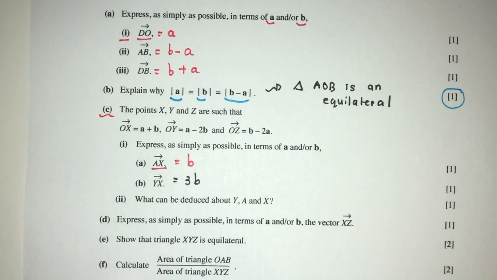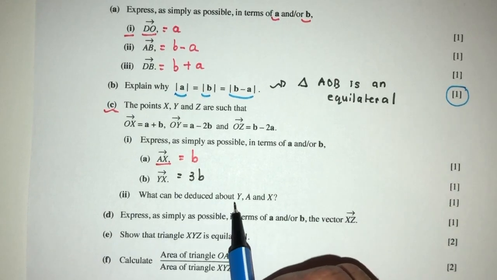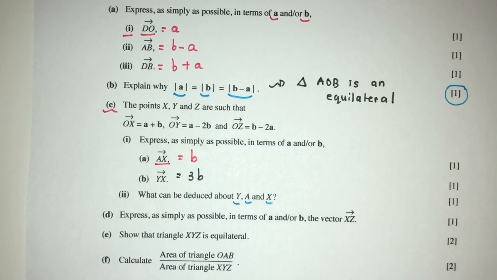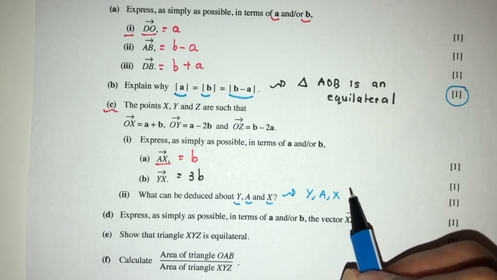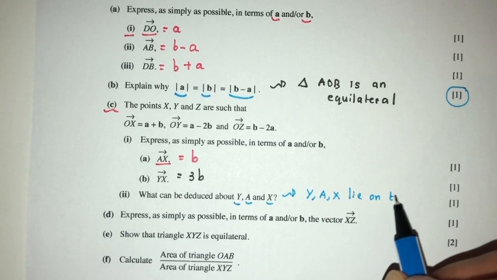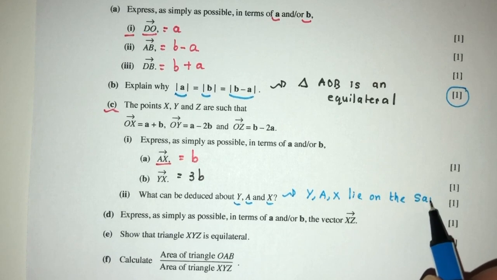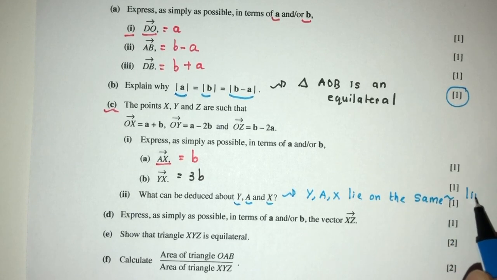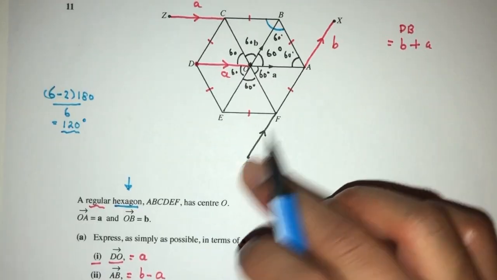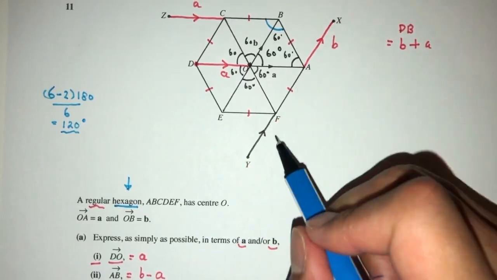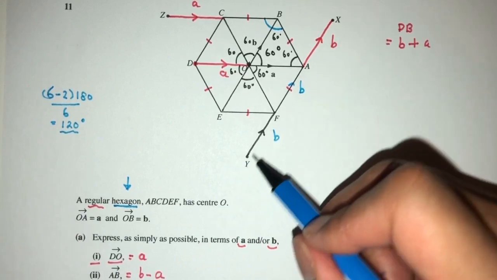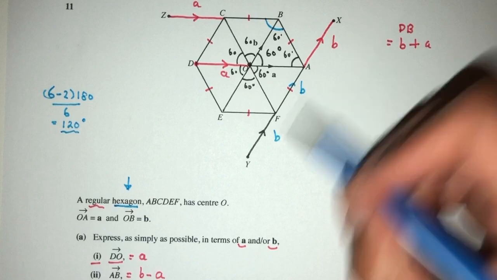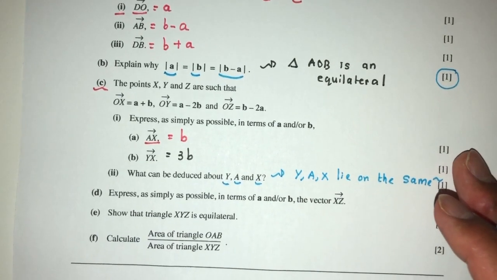Okay, so finally part 2, what can you deduce about Y, A, X? So I can deduce that Y, A, X lie on the same line. As you can see, Y, A, X, because this is B, this is B and B, this is why they lie on the same line, because they are in the same direction. Now let's see what else.